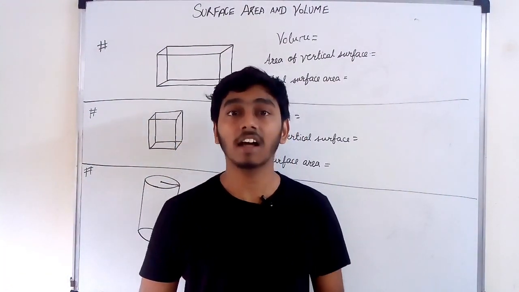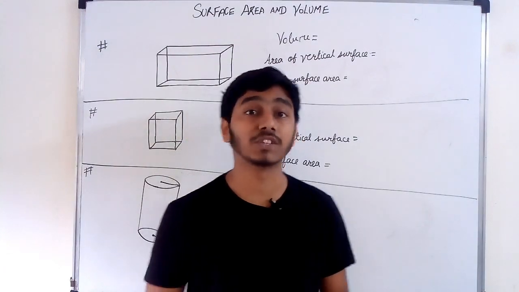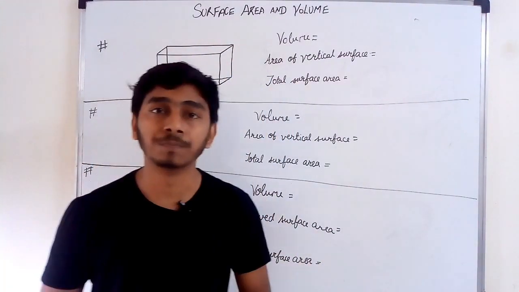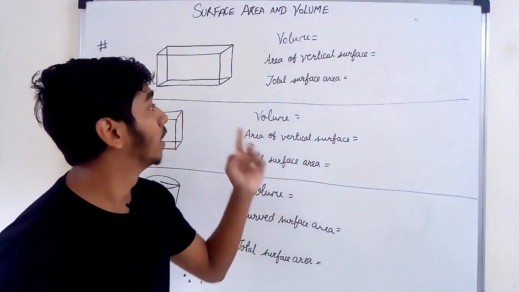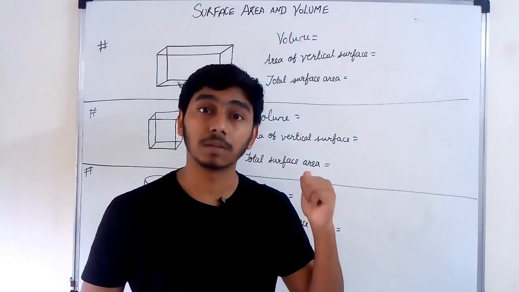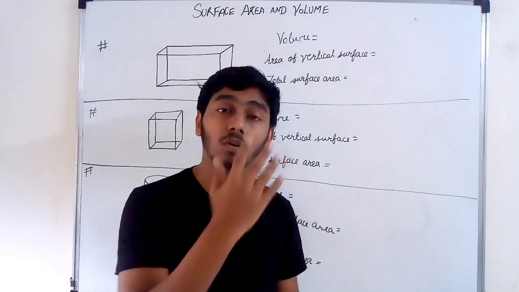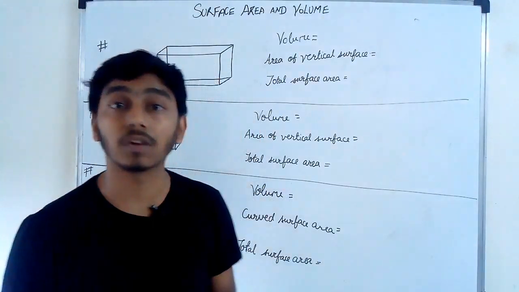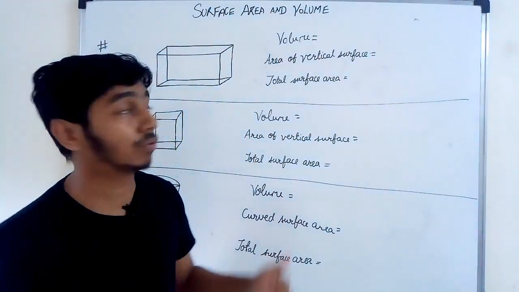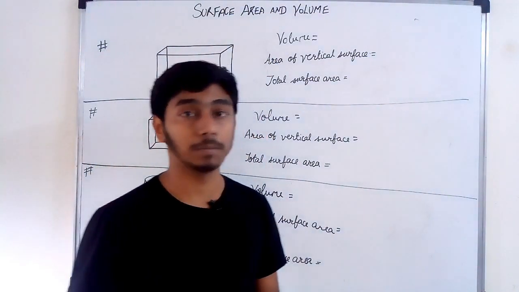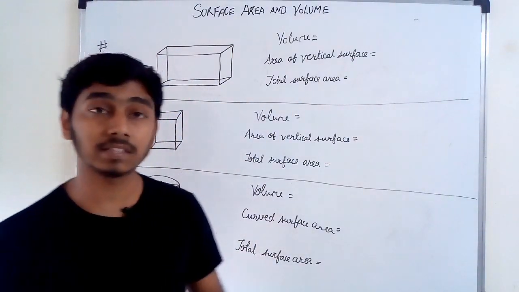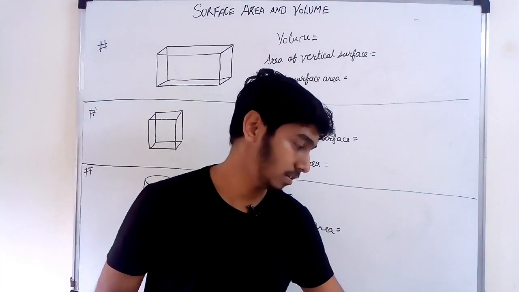My name is Raj Shah and today we are starting with the chapter Surface Area and Volume. We have already done the previous chapters, trigonometry and all the other chapters of the 9th standard syllabus. So this is the last chapter of your syllabus. Let's start with the first topic.